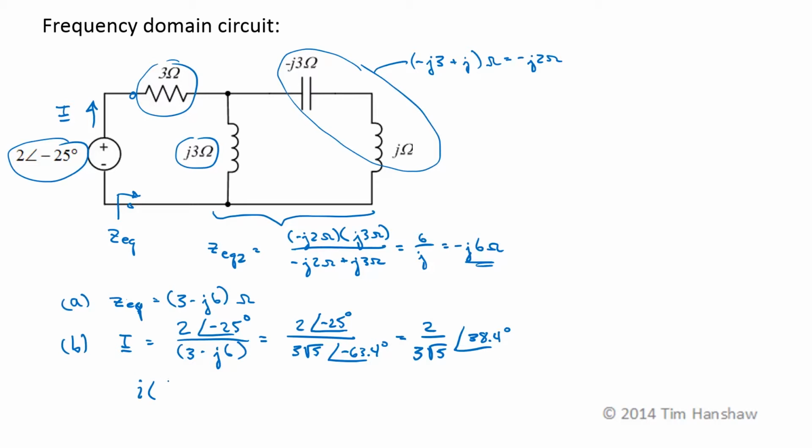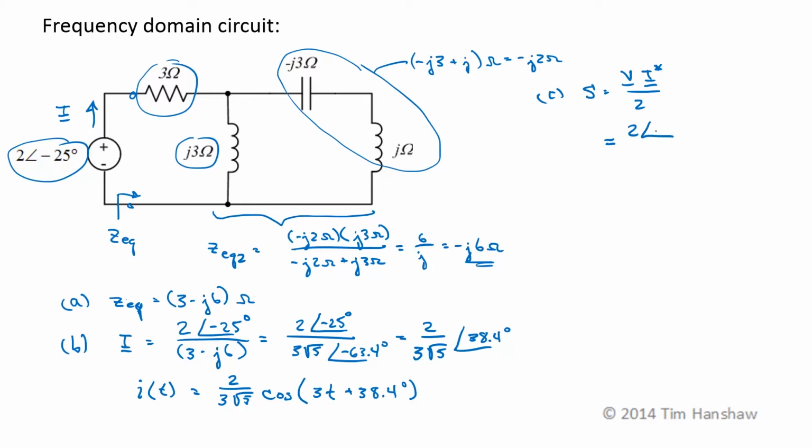The current out of the source, i of t, is going to be 2 over 3 square root of 5 cosine of 3t plus 38.4 degrees. And that's my answer for part B. Part C, I need the complex power. S is a voltage phasor, V, times the complex conjugate of the current over 2.